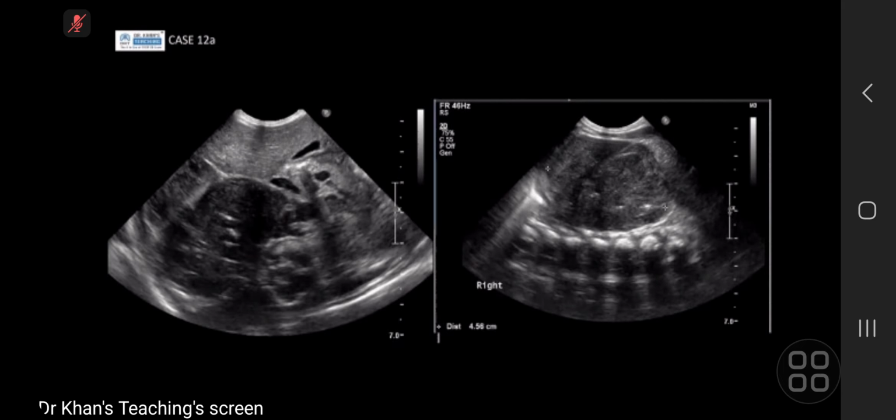These are the longitudinal and transverse ultrasound images. Oops, sorry, you're breaking up a bit for me. Yeah, can you hear me now?